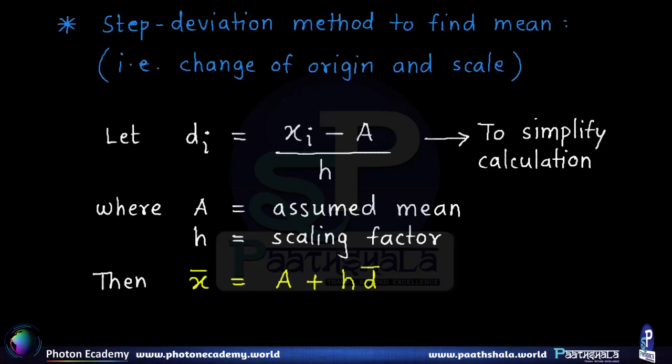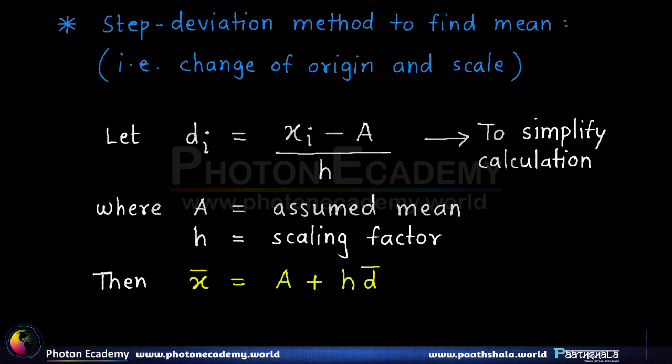Now let us see how to use the step deviation method to find the mean. This is also called the change of origin and scale. Here we define a new variable, say di, as xi minus a, the whole upon h, and the purpose of doing this is to simplify the calculation.